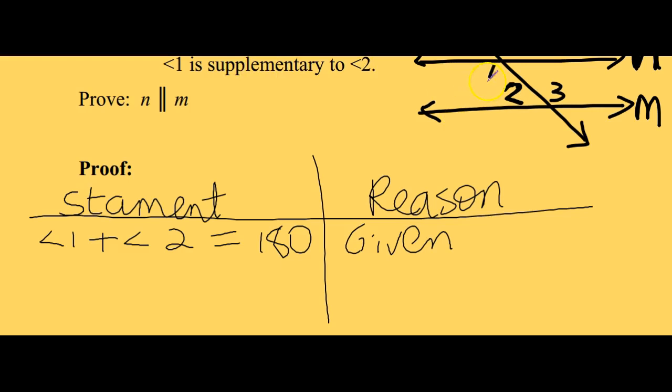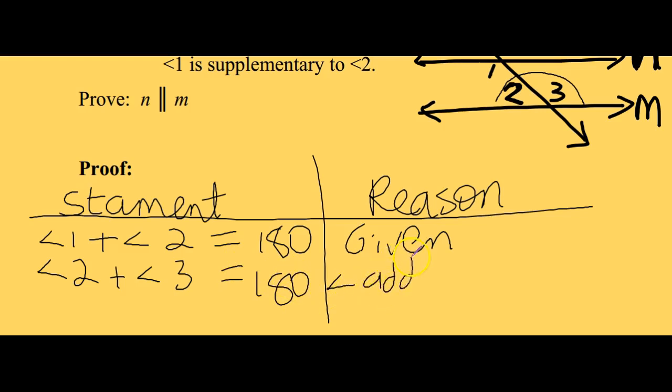And then what do we know? Well, we know that angle 2 and angle 3 are both on a straight line. They are on line M. So with angle addition, the angle on a straight line is 180. So angle 2 plus angle 3 is equal to 180 as well. And we can use the angle addition postulate of a straight angle.